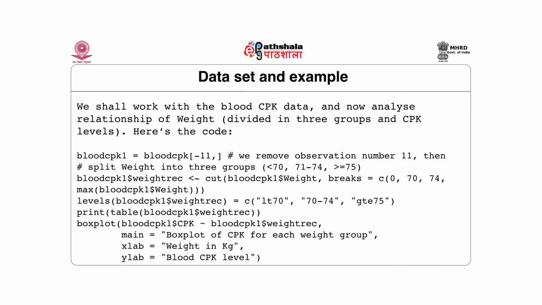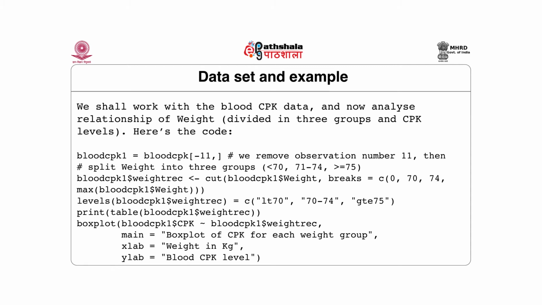So in weight_rec we decided to recode the weight variable that was originally present in the blood CPK data frame. So the blood CPK data frame is now cut. Obviously, when you cut something, you're going to insert some breaks in it. You're going to take a continuous variable and artificially discontinue it into a categorical variable. So you have to put the breaks. Where are we going to put the breaks?